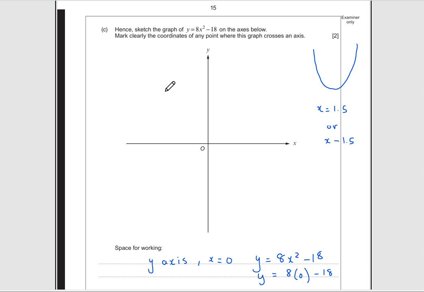So a bit of a top tip: I would draw the graph and then label the points of intersection. It's a bit easier to draw a smooth curve if you're not actually aiming for any particular points. So we want roughly the same distance either side here. So we've got 1.5, negative 1.5 here, and then this intercept here is going to be negative 18.